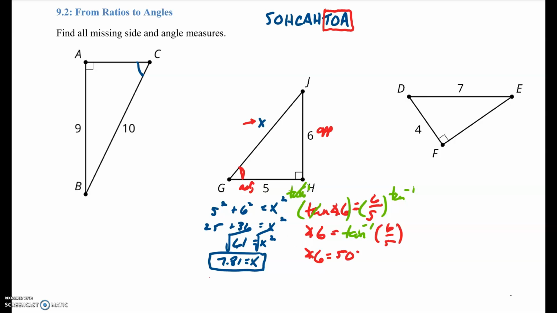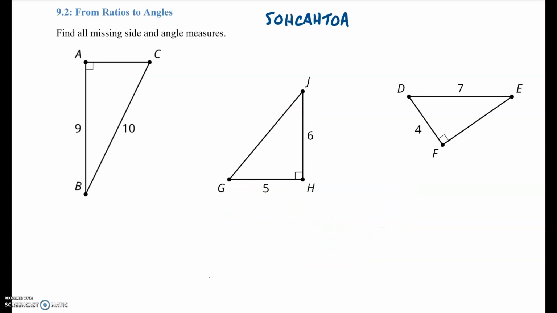Now I know that the measure of angle J must be complementary or sum to 90, so angle J is going to be whatever 90 minus 50 is. Angle J will be 40 degrees. So I found the measure of angle J, I found the measure of angle G, and I found the missing hypotenuse. Okay, last but not least, I'm on to my final right triangle, triangle DEF.